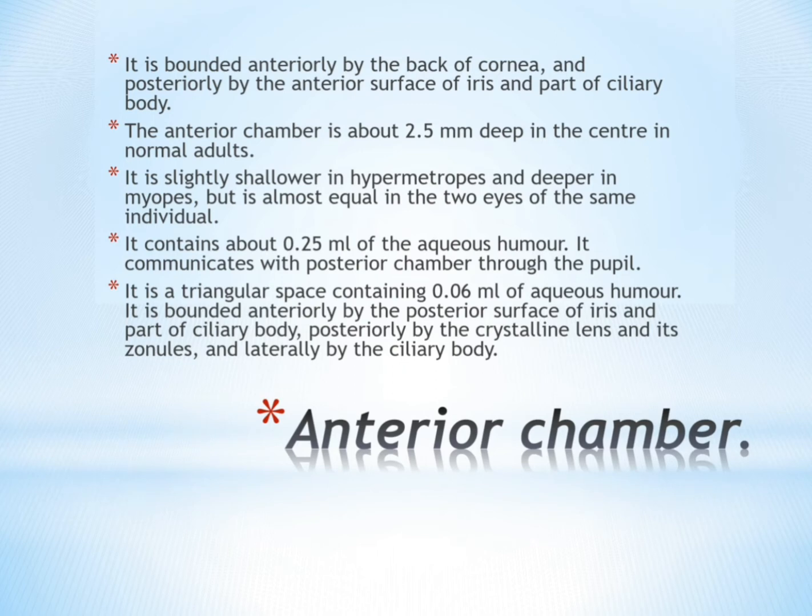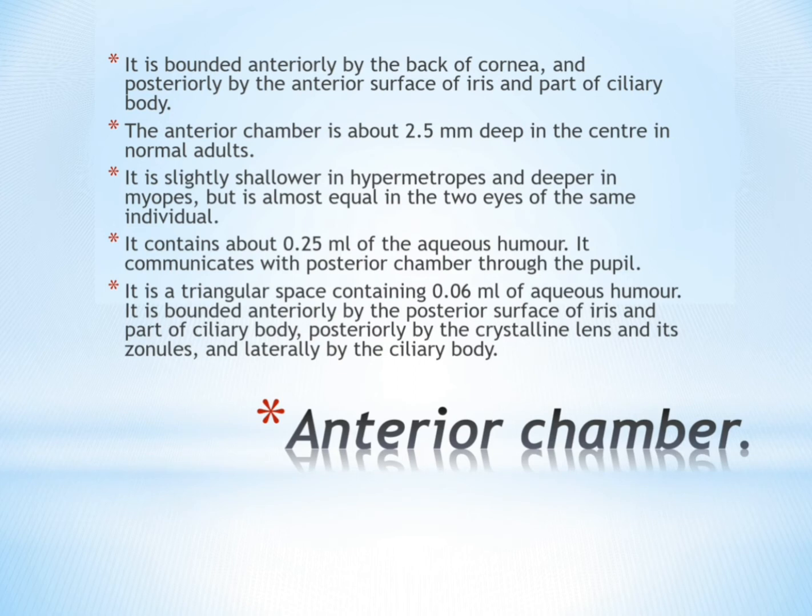So anterior chamber. Anterior chamber is bounded anteriorly by the back of the cornea and posteriorly by the anterior surface of iris and part of ciliary body. The anterior chamber is about 2.5 mm deep in the center in normal adults. It is slightly shallow in hypermetropes and deeper in myopes, but is almost equal in the 2 eyes of the same individual. It contains about 0.25 ml of the aqueous humor. It communicates with posterior chamber through the pupil.